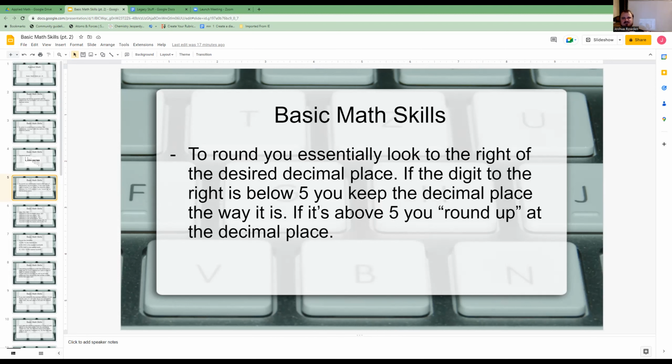And the reason is that if it's 5, the chance that it's 5 and then every decimal place to infinity to the right is exactly 0 is not going to happen. Somewhere something will at least be like a 1. So that's why at 5 you round up.